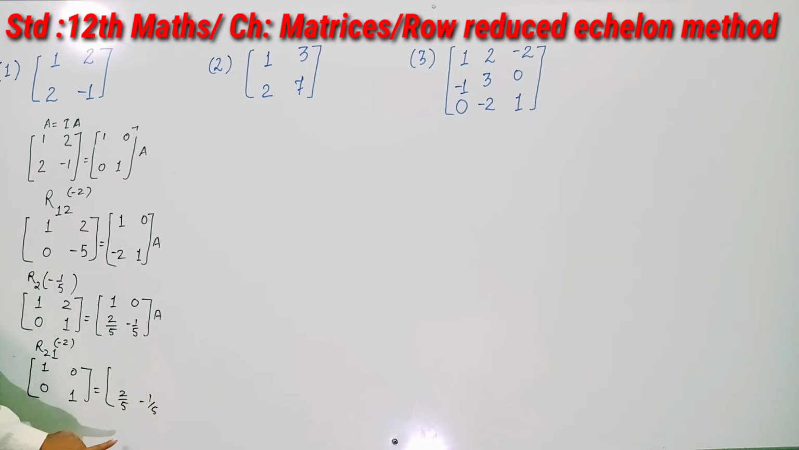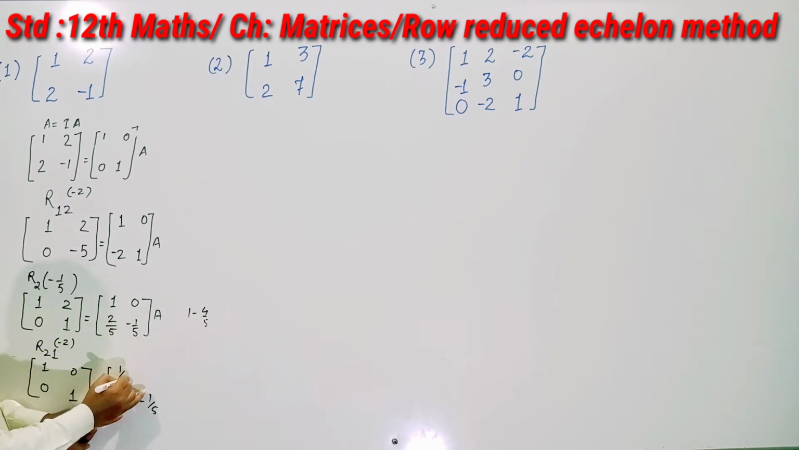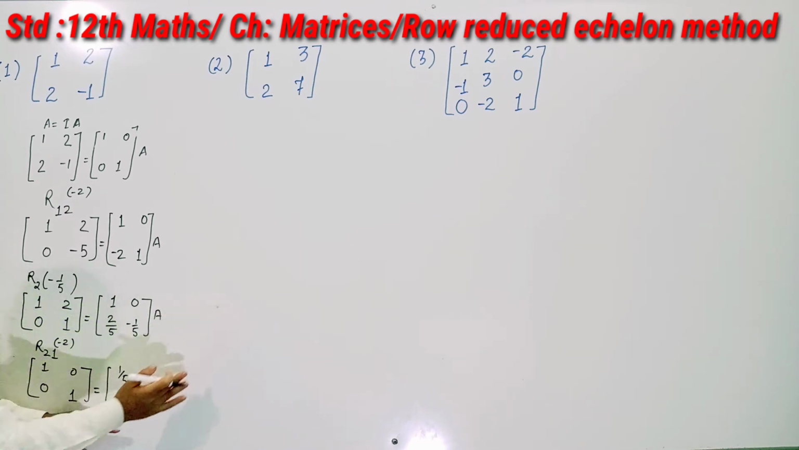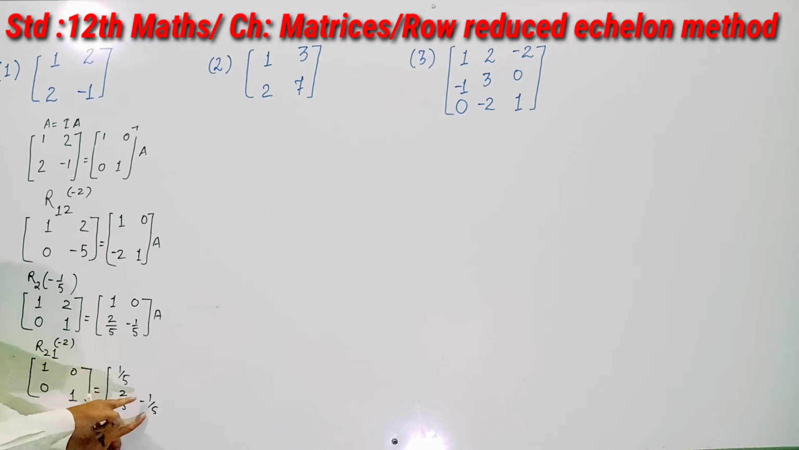There will be no change over here. Okay. So what you have to do? This row is to be multiplied by minus 2. So you will get minus 4 by 5. And it is subtracted from here. So you can see that minus 4 by 5, so ultimately we are getting 1 by 5. Okay. And same things. Minus 1 by 5 is to be multiplied by minus 2. So there will be 2 by 5. And it will be added to 0. So we are getting 2 by 5 over here.